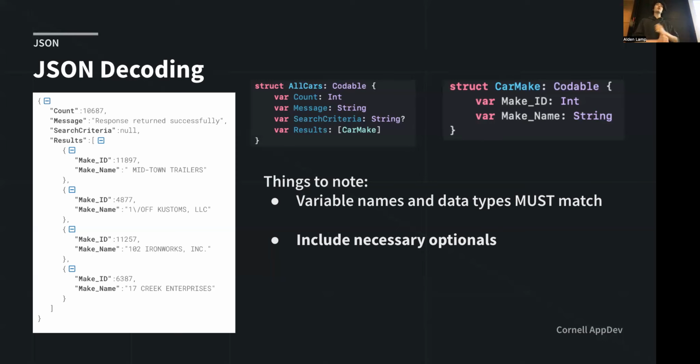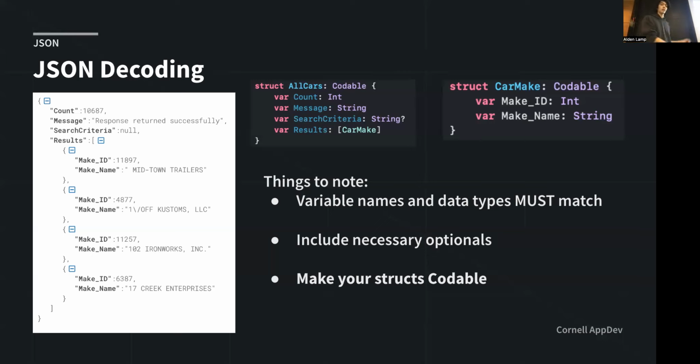You can also use optionals to declare variables that might not exist in the JSON, right? So I can add a fifth variable to all cars, like var extra variable, an optional int. And if it's not there, it'll still parse correctly, and that value just gets set to nil. And then the last thing to note is to make your structs codable. That allows the JSON decoder to go in there and stuff your objects with the correct data. Cool.